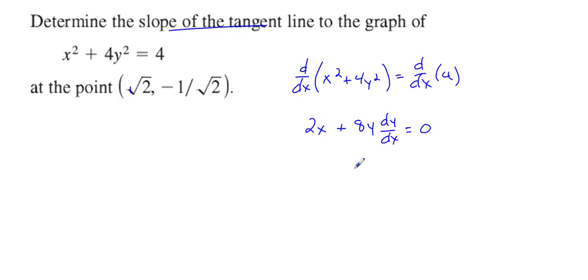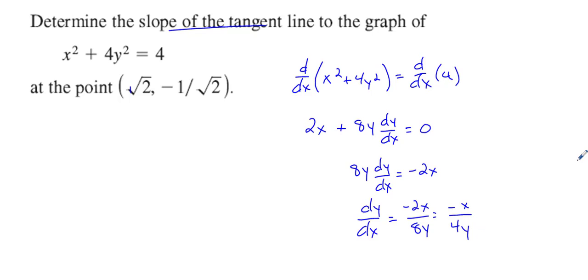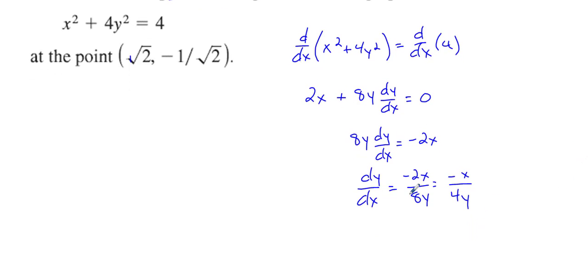Step 2 was isolating the terms with dy/dx. So we'll move the 2x over. 8y dy/dx equals negative 2x. And then it's already factored, basically. So let's divide by 8y. Negative 2x over 8y simplifies to negative x over 4y. There's our derivative. That would be the slope for all tangent lines around that oval, that ellipse.